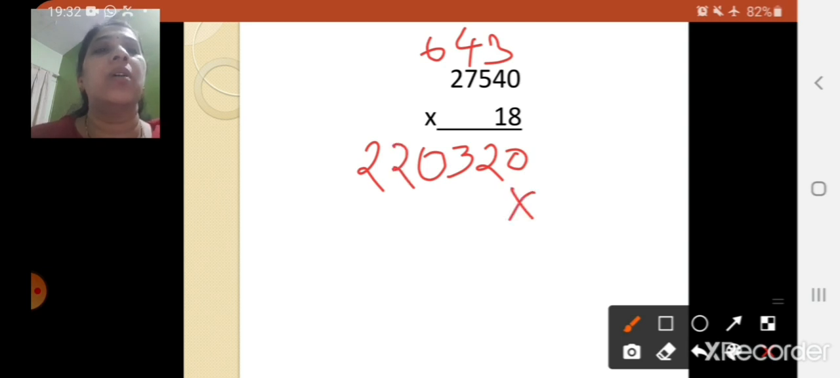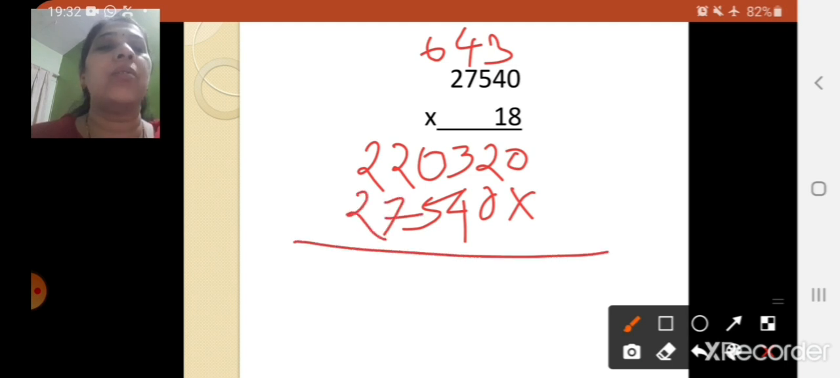Now into 1: zeros are 0, 1 fours are 4, 1 fives are 5, 1 sevens are 7, and 1 twos are 2. Now you will carry out addition. 0, 2. 2 plus 0 is 2. 3 plus 4 is 7. 0 plus 5 is 5. 2 plus 7 is 9. And 2 plus 2 is 4.